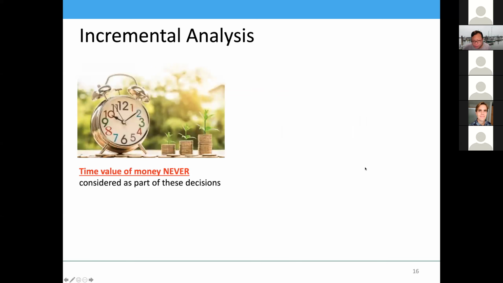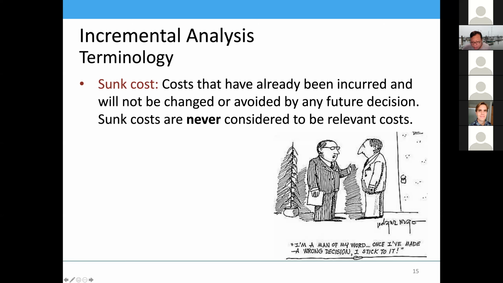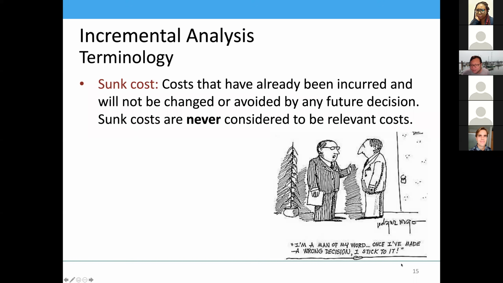So here is a cartoon. This man in a suit is talking to another person. He said, I'm a man of my word. Once I've made a wrong decision, I stick to it. Okay, so if it's a wrong decision, it's a sunk cost, right? You don't have to stick to it, because you cannot change it, right? Future actions cannot change it, cannot avoid it. So that's a sunk cost.